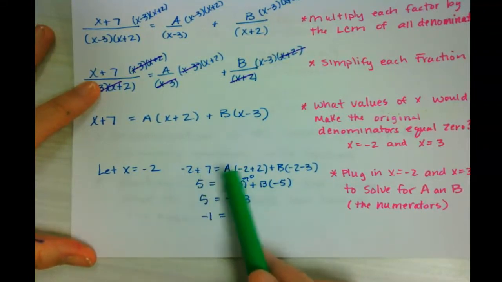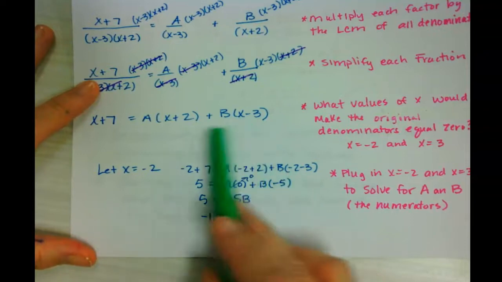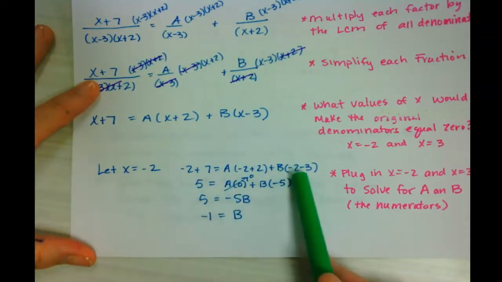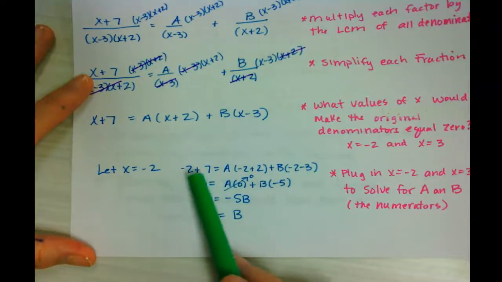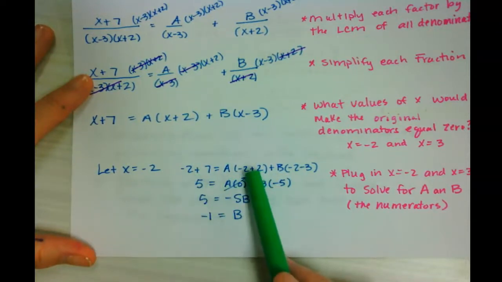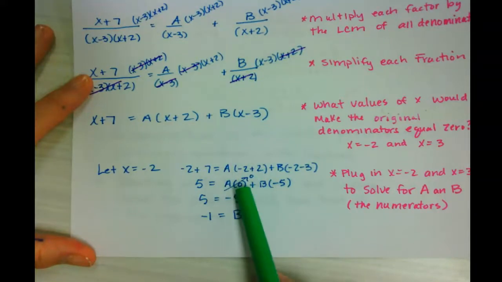Then when I plug in a negative 2 everywhere in this equation, this is what I have. So when I start cleaning it up, I go, okay, well, negative 2 and 7, that's easy, that's 5. But look what's happening right here. Negative 2 and positive 2 is actually 0. 0 times anything is 0, so this whole term just zeroed out.